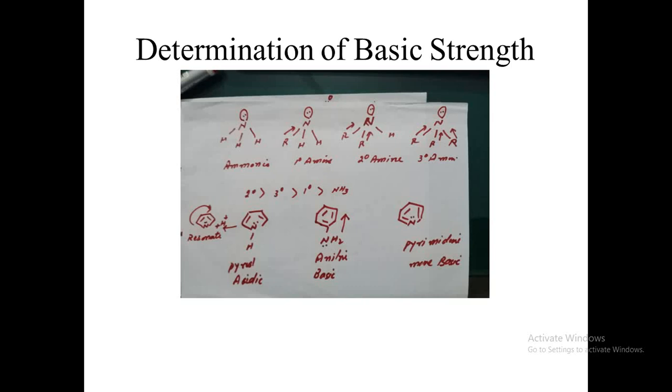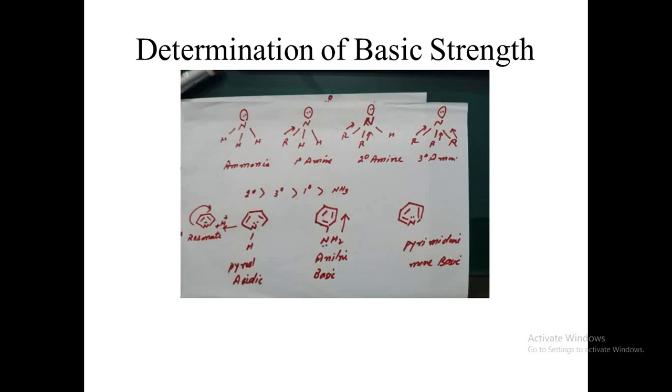At the bottom, there are three heterocyclic molecules. One is pyrrole, a five-membered molecule. Next one is aniline, a benzene ring having an NH2 group, and pyridine. I have mentioned at the bottom of these three molecules that pyrrole is acidic in nature, aniline is basic in nature, and pyridine is more basic in nature.